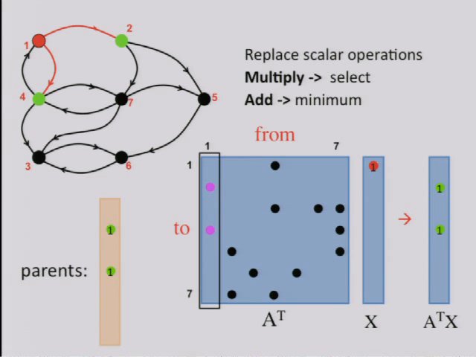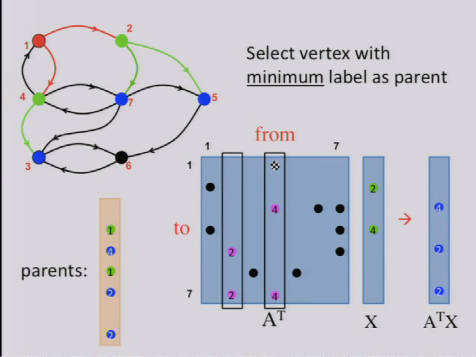And I replace my scalar operations of multiply and add with select, and if there are multiple things to sum together, summation becomes minimum. So after the first iteration, what I'm going to get is 2 1 entries in the second and the fourth location. That's exactly what I wanted, because I want to set parents of 2 and 4 to be 1. So I output them, I prune them, I prune the previously visited ones, and I go to the next iteration.